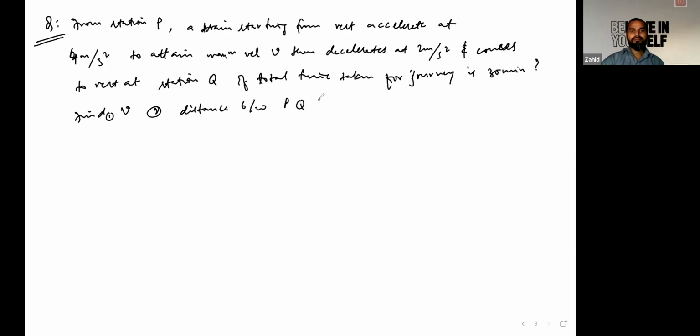Sir, what did you write there? Starting from rest accelerates at 4 meter per second? Accelerates at 4 meter per second square. Oh, okay, sir.